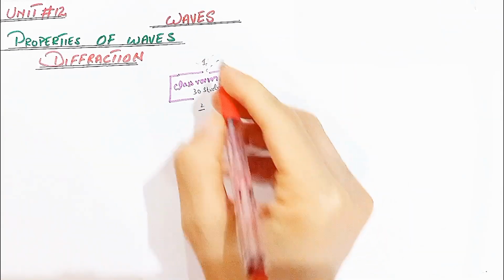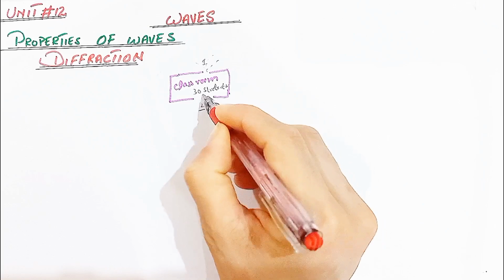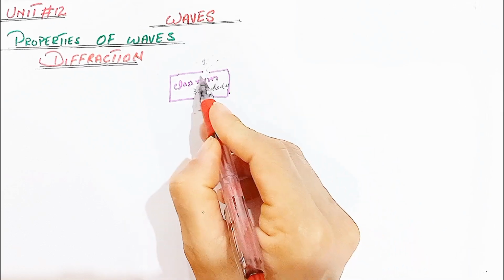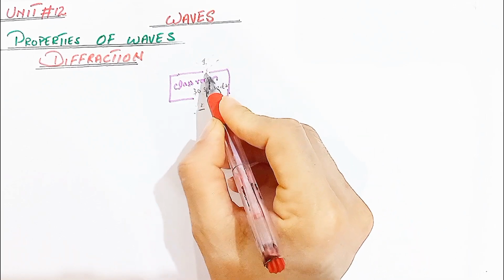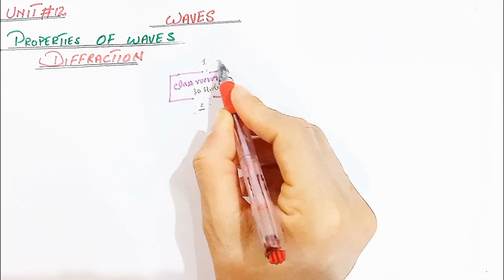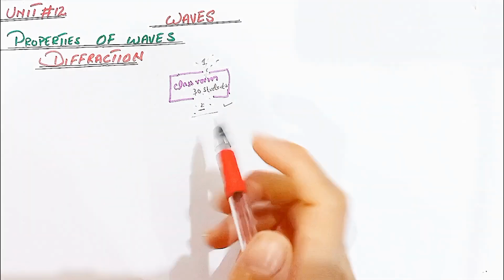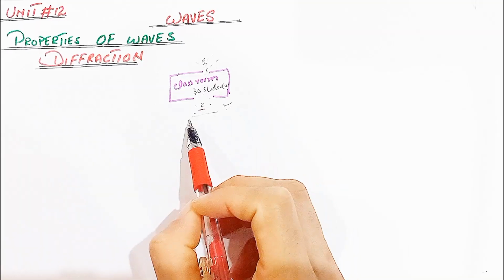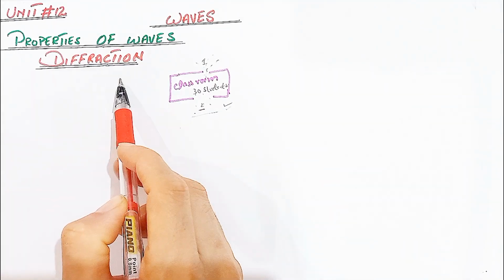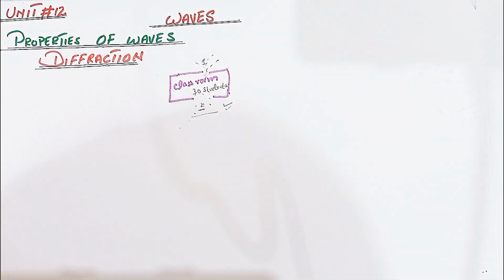When they come out from the wide door, they go straight. After passing through the narrow door they spread out, but when they pass through the wide door, they go straight. This behavior of the wave is called diffraction. So here we write the definition of diffraction.